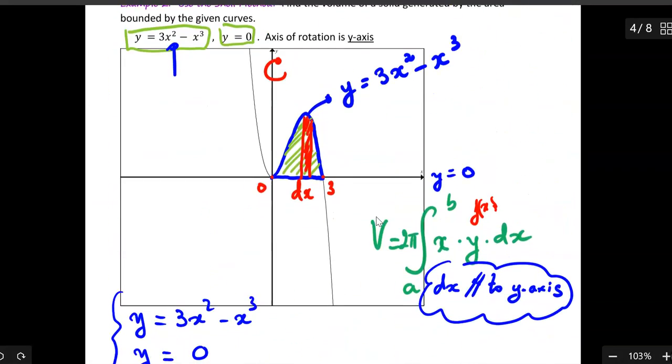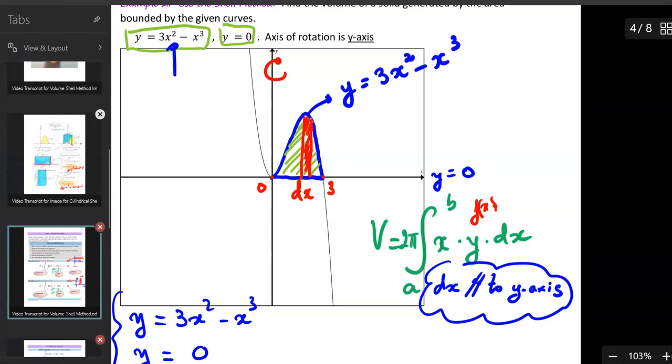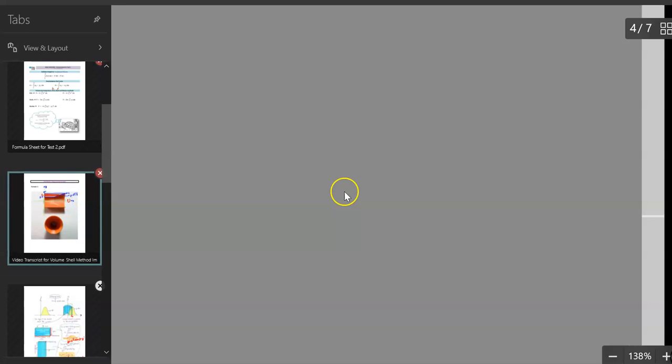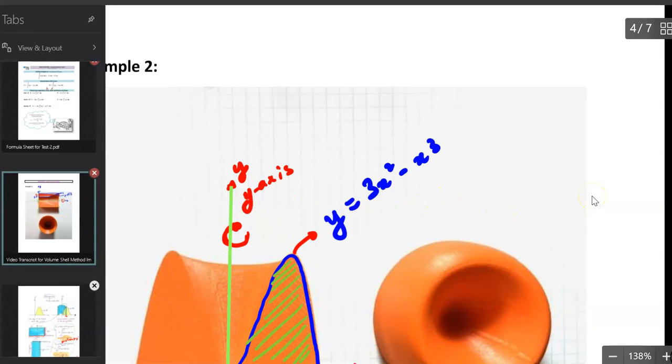This shape that we have is associated with the 3D image in this document, which is this one right here.